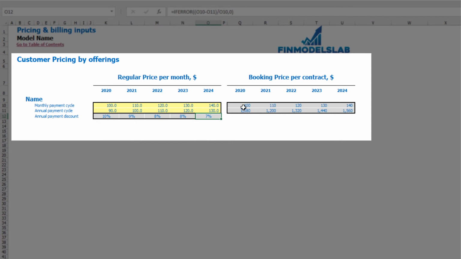So to the right, you can see the booking price per contract, or amount which your customer will pay for the full payment cycle. For the monthly, which is obvious, this is the same amount. For the annual, it will be multiplied by 12 because your customer will pay all the amount for the year upfront.